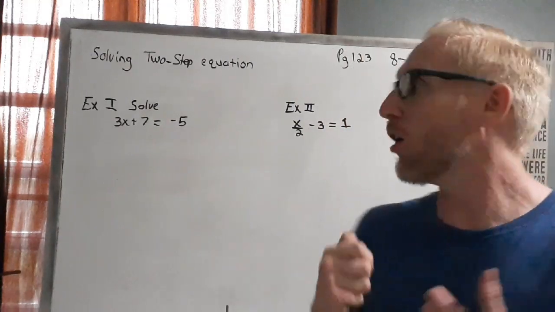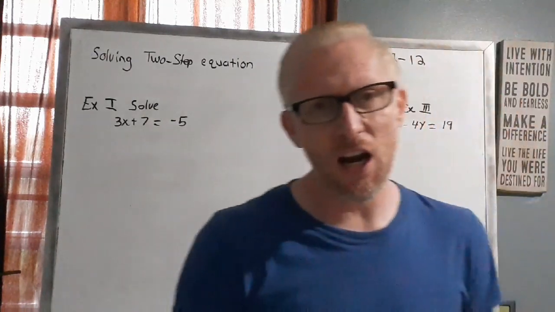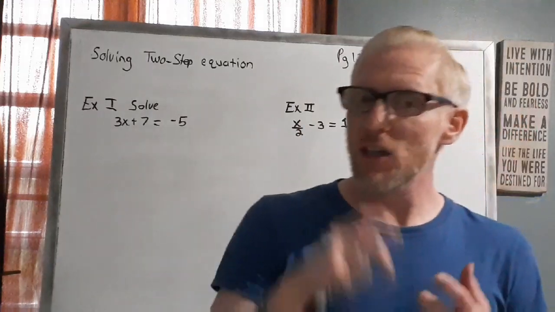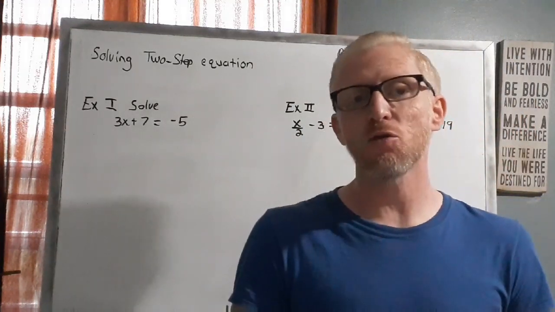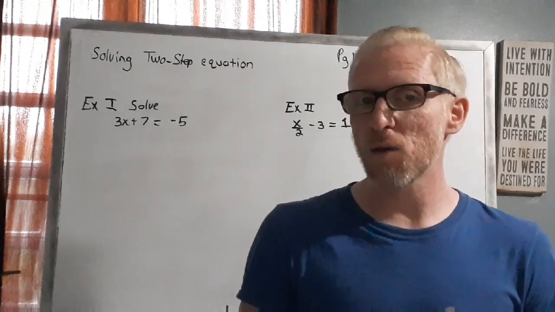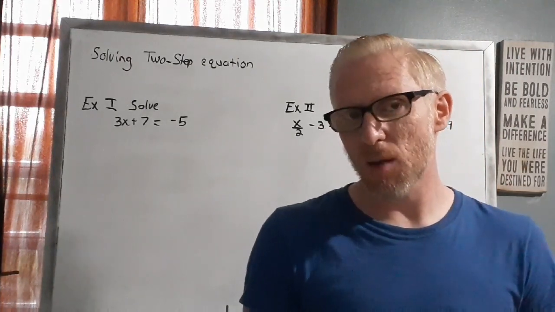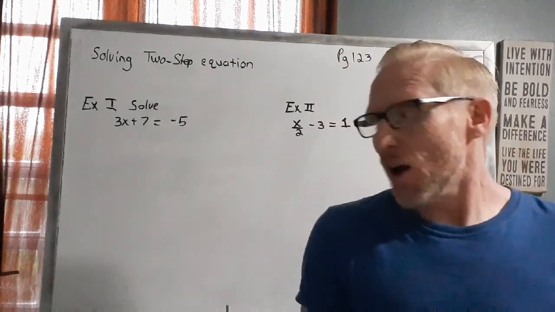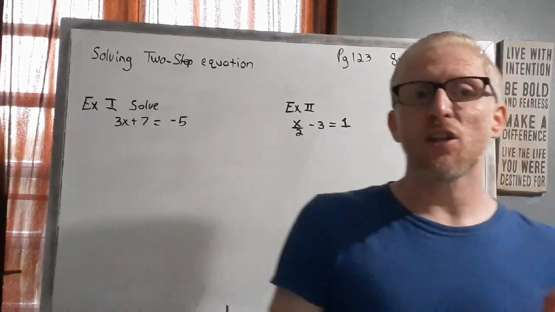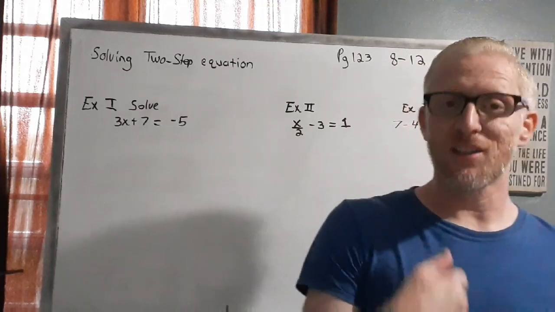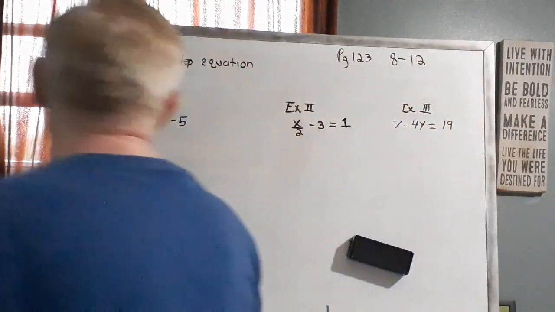And I am actually on page 120 of the textbook that was provided to you guys, so you can go to those pages 120 through 123 to review these examples. So let's get started. We're going to solve equations that involve two steps, and we're also going to check them. So let's look at the first example.